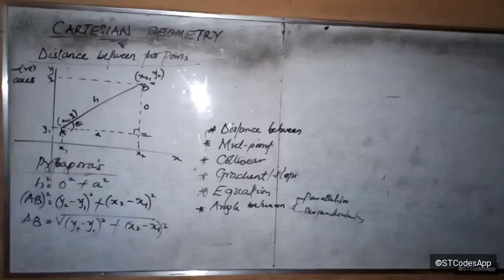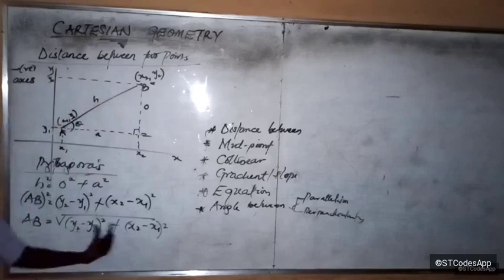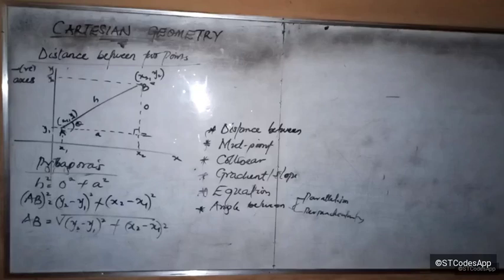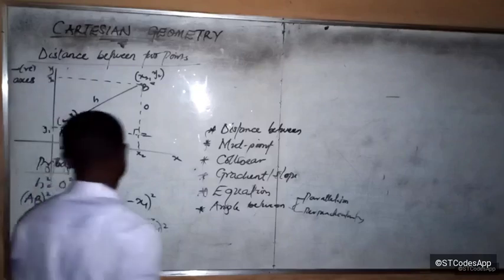So you don't have to cram anything. You don't have to cram this. Just remember that it was gotten from what? Our Pythagoras theorem. The hypotenuse is what we're looking for, which is the length of the line. Therefore, we have y2 minus y1 all squared plus x2 minus x1 all squared, and the square root of all of that. And that is the formula for finding that.